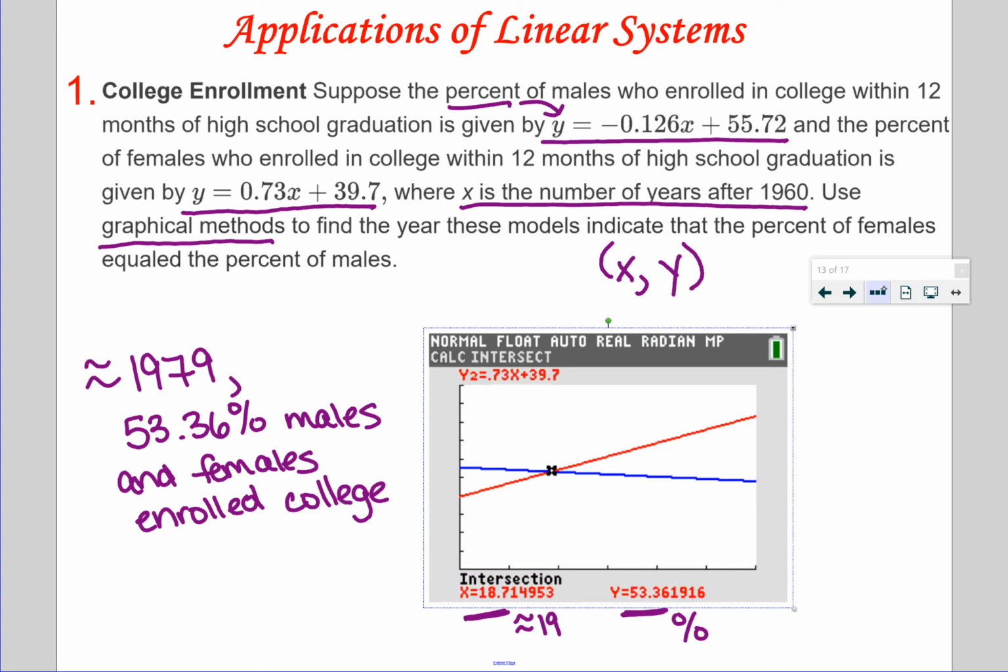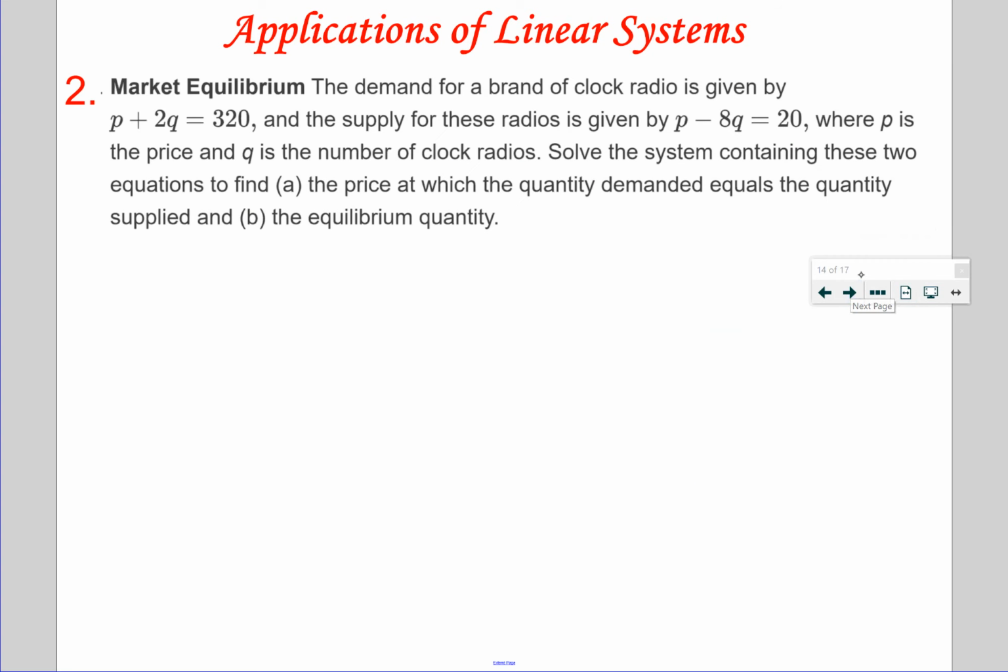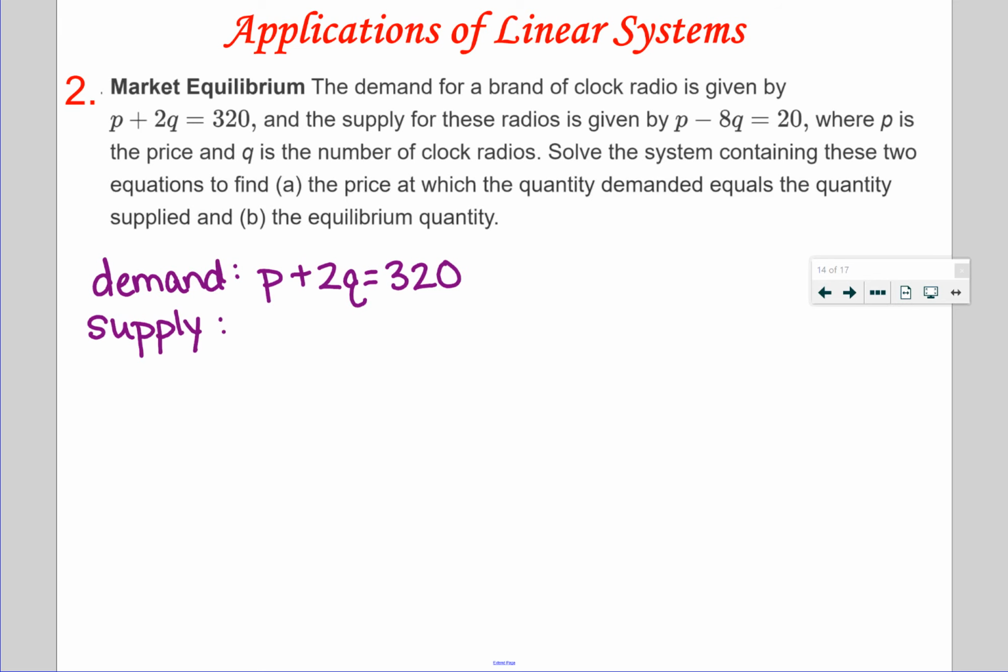Okay, let's look at another application problem. This one has to do with market equilibrium. The demand for a brand of clock radio is given by the following equations. Let's write that down actually. Demand equation is P plus 2Q equals 320. And the supply equation is given by P minus 8Q equals 20. It tells us what our variables represent. P is the price and Q is the number of clocks.